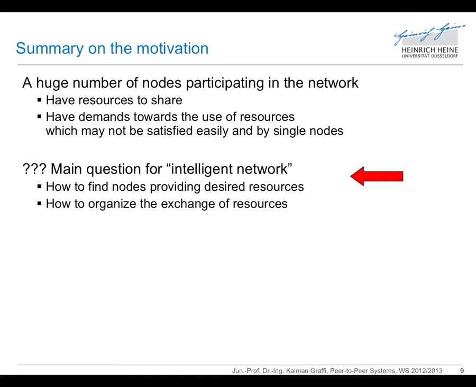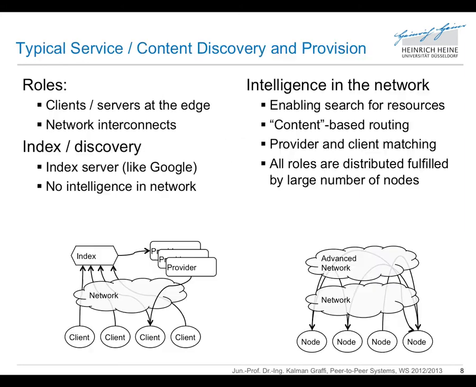Okay, and where are now the problems and the challenges? The problem is, okay, we have a large number of nodes participating. Many nodes, many content objects, and the main question: how to implement this intelligent network so that we find the content that we are looking for, that we have it always available, even if nodes go offline. How do we measure how many nodes we have in the network? So how do we implement this intelligent network?